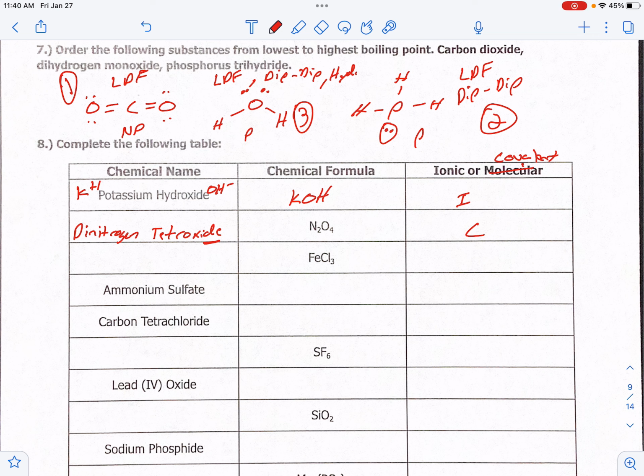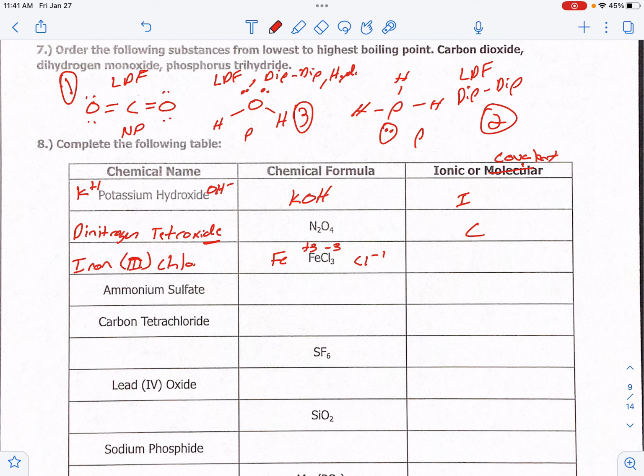All right, FeCl3, so I have iron, which is a metal. I don't know the charge of it, because it's a transition metal. But chlorine, I know chlorine's always a -1. If I have 3 of these chlorines, that means this is a -3. So iron would have to be a +3 in order to be balanced out. If I were to write the name, I would write iron 3, because that's the charge of my iron.